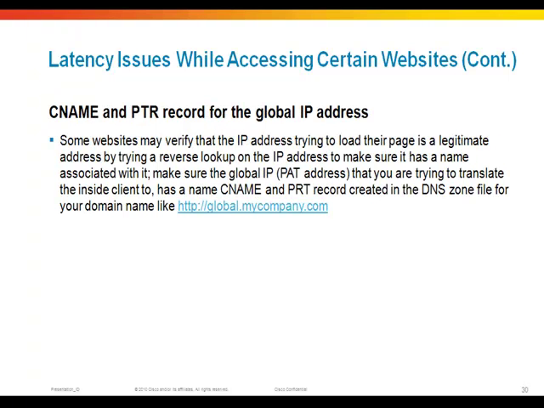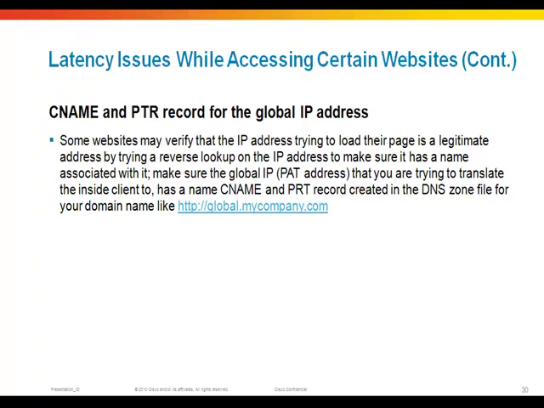Now again, some websites, when a remote IP address is trying to access them, will try to verify that it is a legitimate address by doing a reverse lookup on the IP address to make sure it has a name associated with it. Many people have names configured for their web server, email server, Oracle server, and application server, but they may not have a name associated with their global address, like a NAT inside 192.168 and the global, whatever the interface address is.